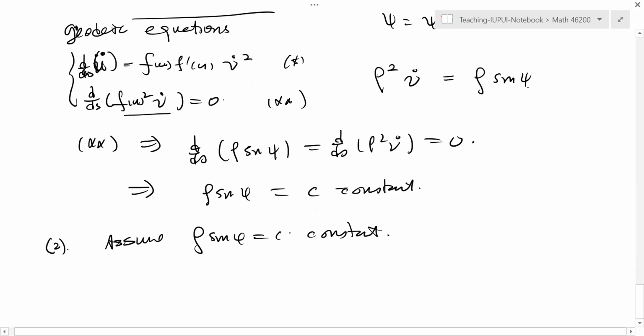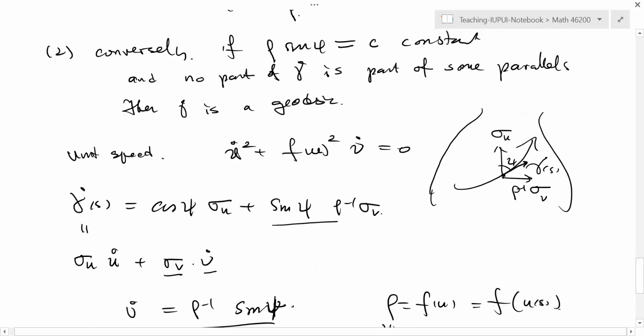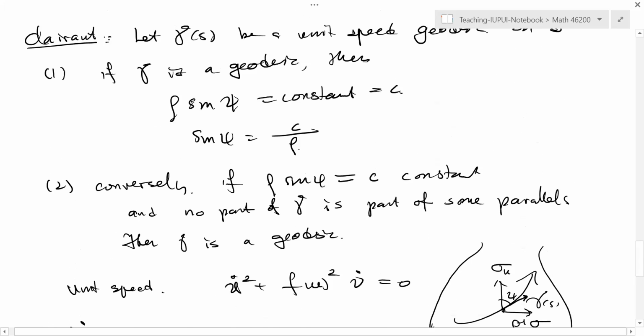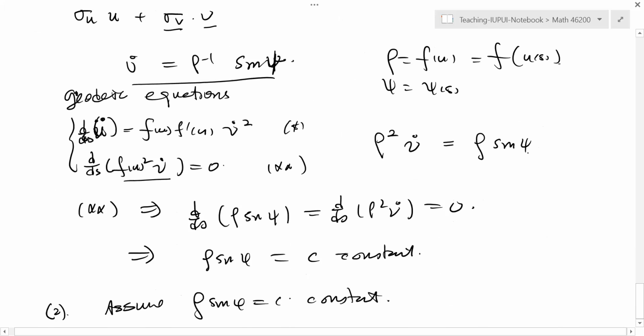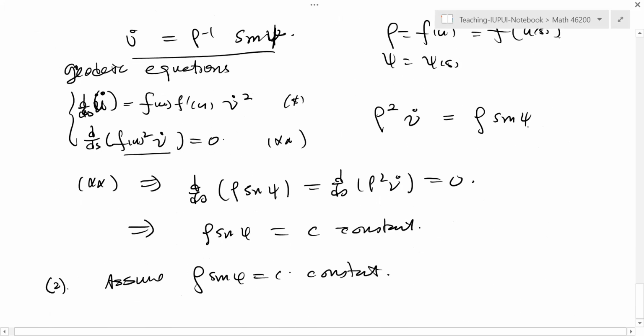So we have a curve that satisfies this equation, and we have to prove it's geodesic, according to the theorem. It's conditions 1 and 2. For the first one, we already proved it. So this is it.